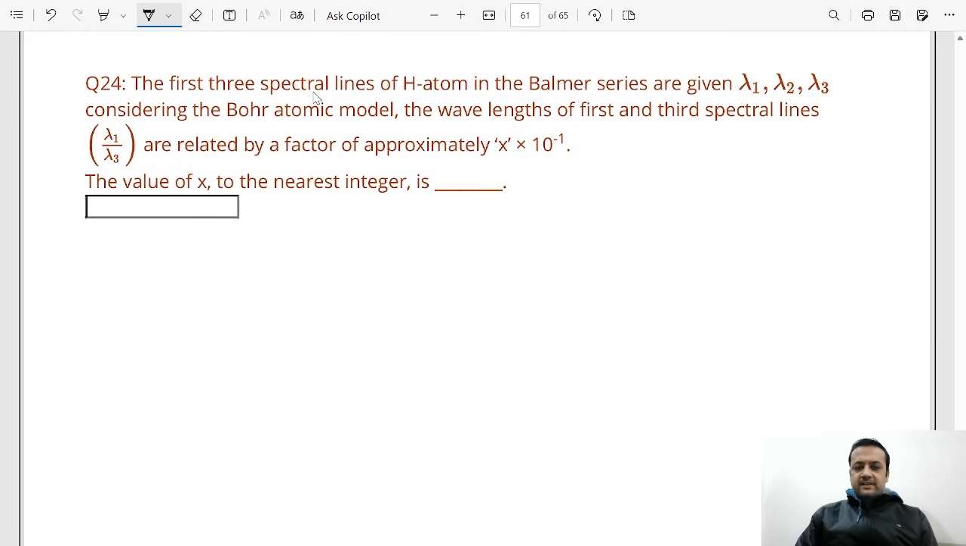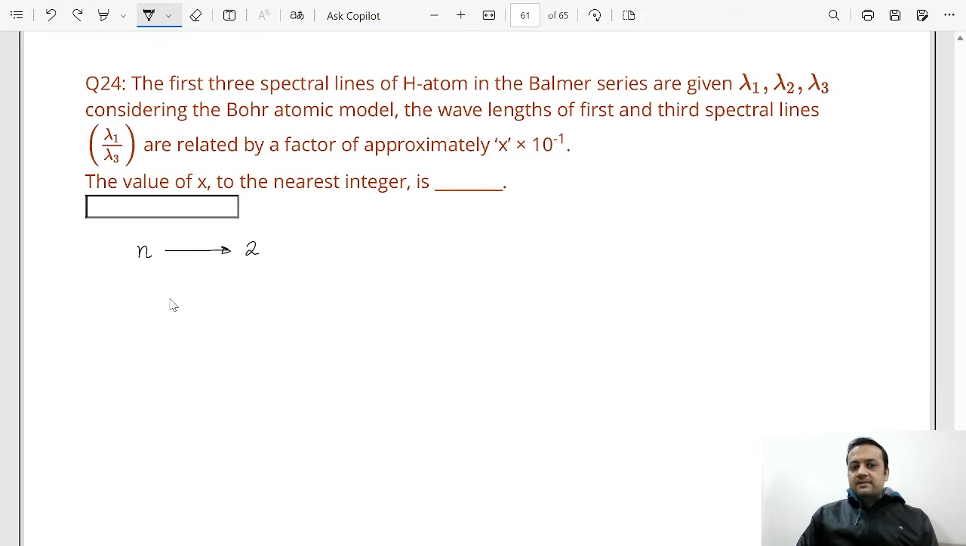Then here, the first three spectral lines of the H atom in the Balmer series are given: lambda 1, lambda 2, lambda 3, considering the Bohr atomic model. The wavelengths of the first and third spectral lines, lambda 1 by lambda 3, are related by a factor of approximately x into 10 to the power minus 1. The value of x is? So look, they're talking about the Balmer series. Now you know that for a Balmer series, the transition happens from a higher state to the second state. Let us say the higher state is n, and the electron will eventually come to the second state for the Balmer series.